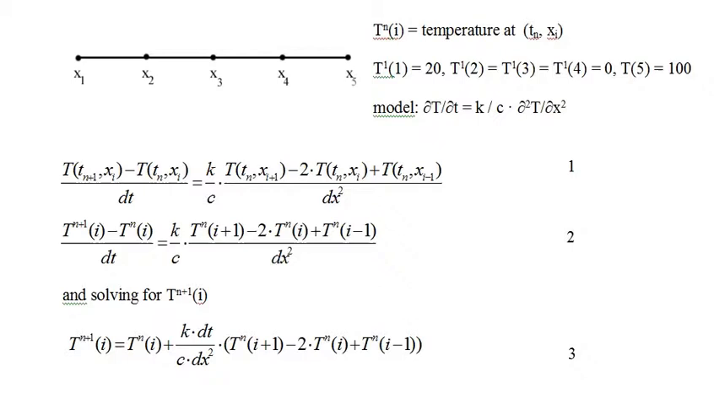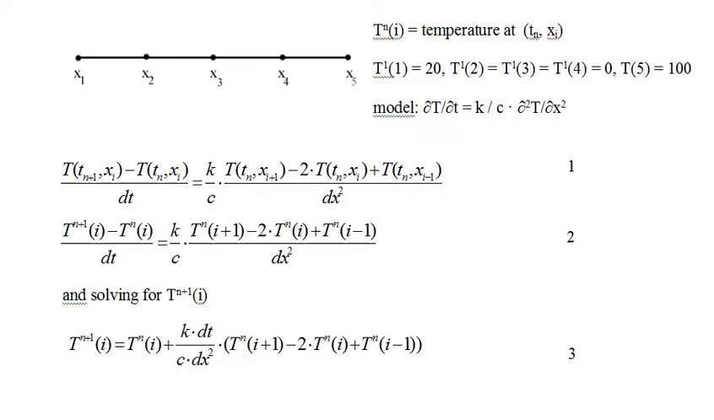This begs the question, what are the temperature values at the grid points 2, 3, and 4 when the process starts? That is, what is the initial state of the system? This is up to us to specify as we like, and we'll specify that T2 equals T3 equals T4 equals 0 at time T1, which is 0.